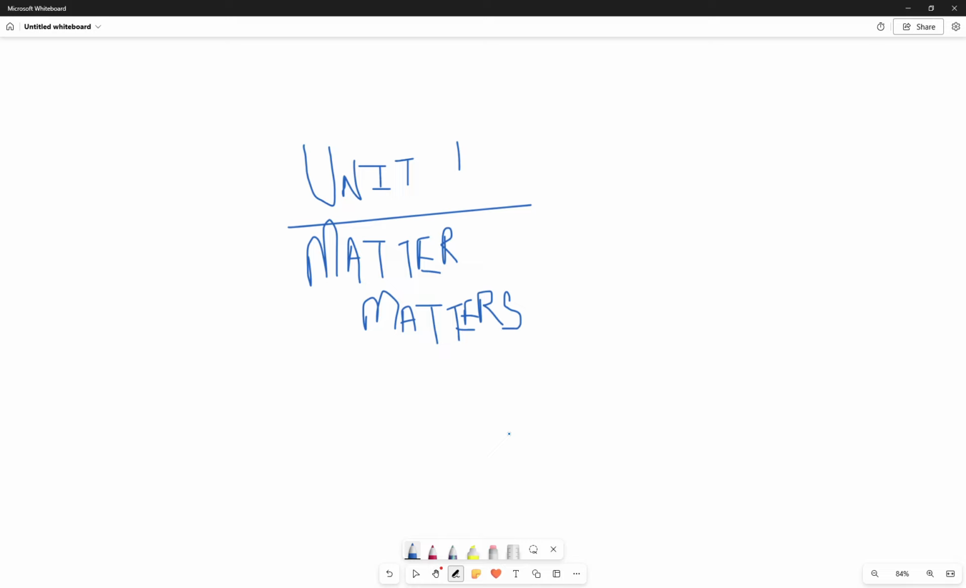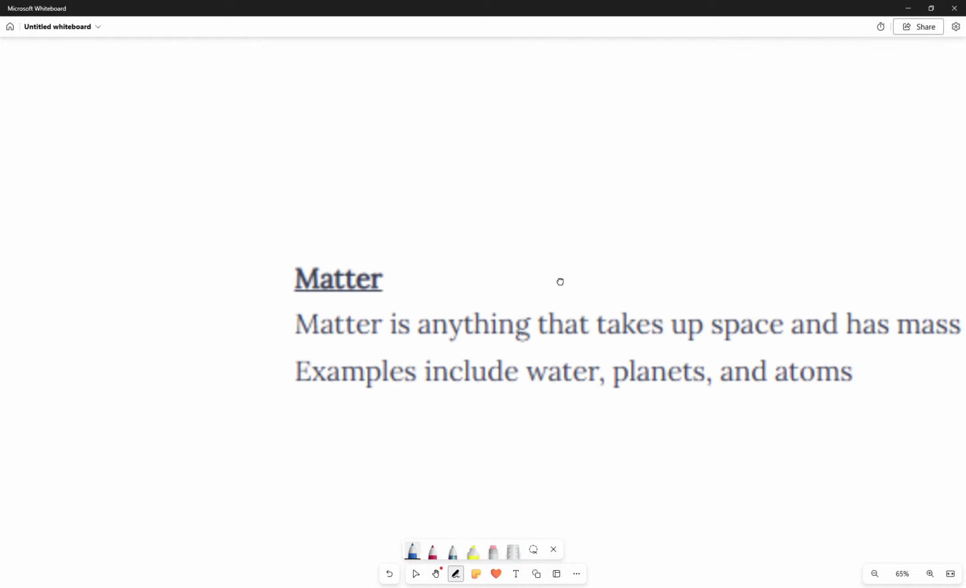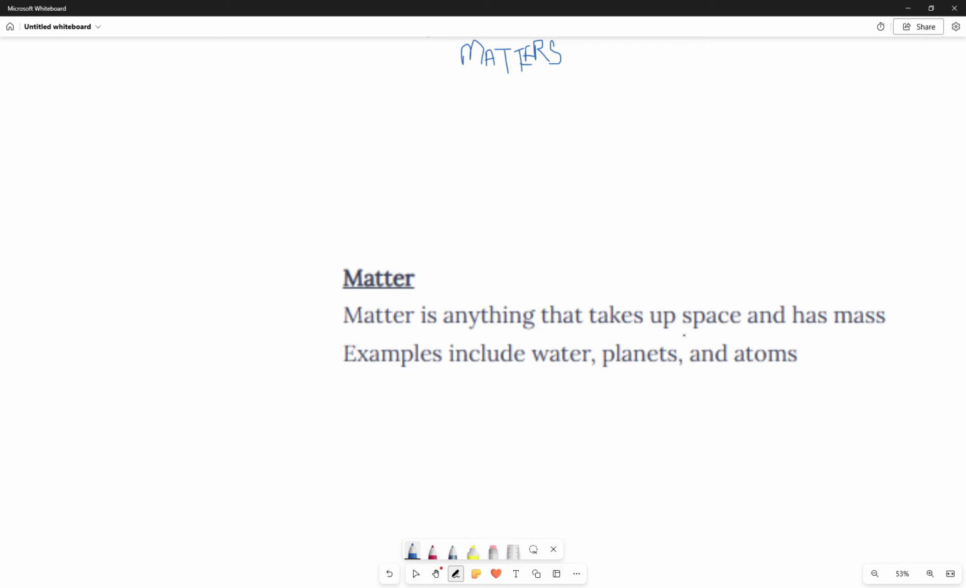Welcome to our first unit for IBMYP chemistry, which is called Matter Matters and is the basis of any science: chemistry, physics, biology. Okay, so what is matter? Well, matter is anything that takes up space. It occupies space and has a mass. So examples include water, planets and atoms. All of these take up space and all of them have a mass.